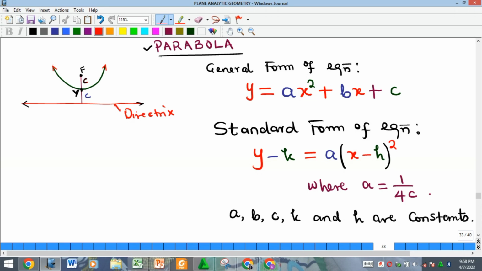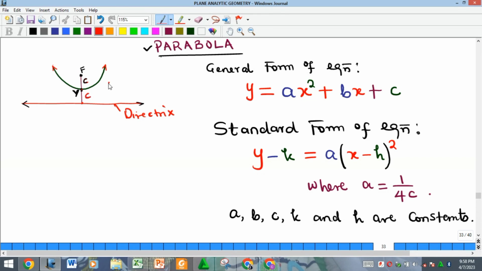Now one common feature here is that the distance between the directrix and the vertex is always equal to the distance from the vertex to the focus. And that's why this distance is C, and it's also C here.